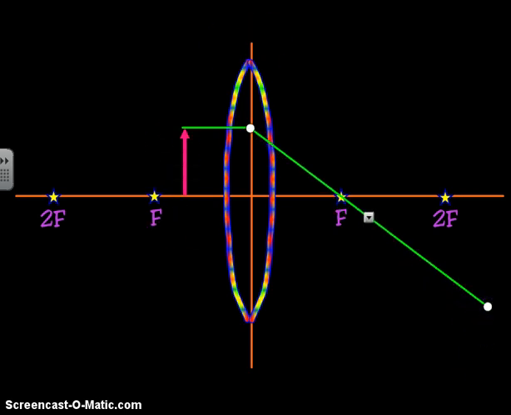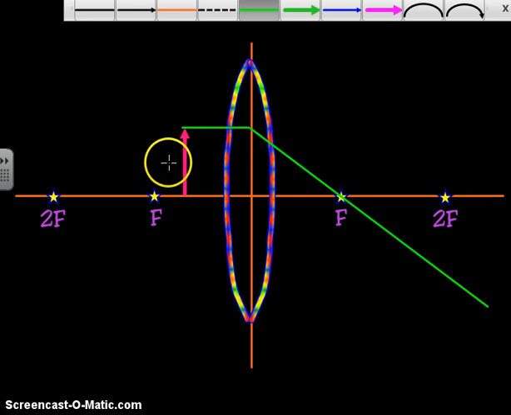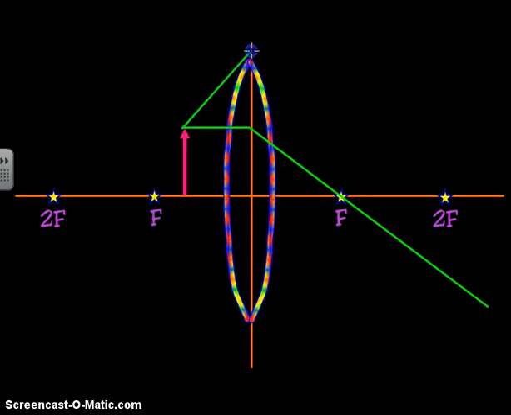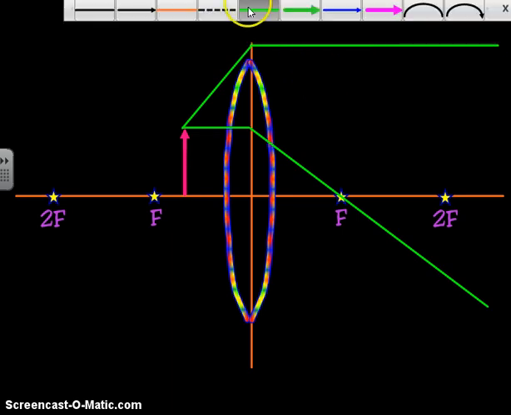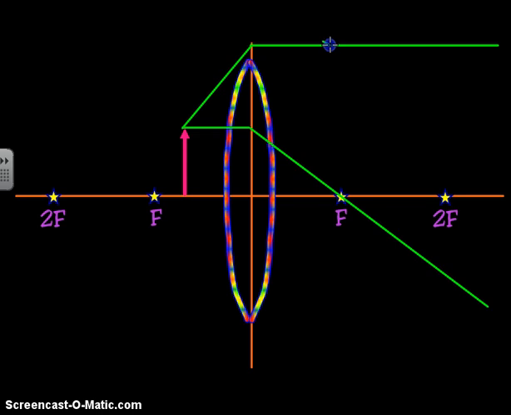And I'll draw that third line that I was talking about. Again, as if I'm going from the focal point to the object and then up to the lens here. I might run out of lens a little bit, and that's fine. It's not a big deal. After that, I would need to draw a line that starts where I left off here and goes parallel to the principal axis.